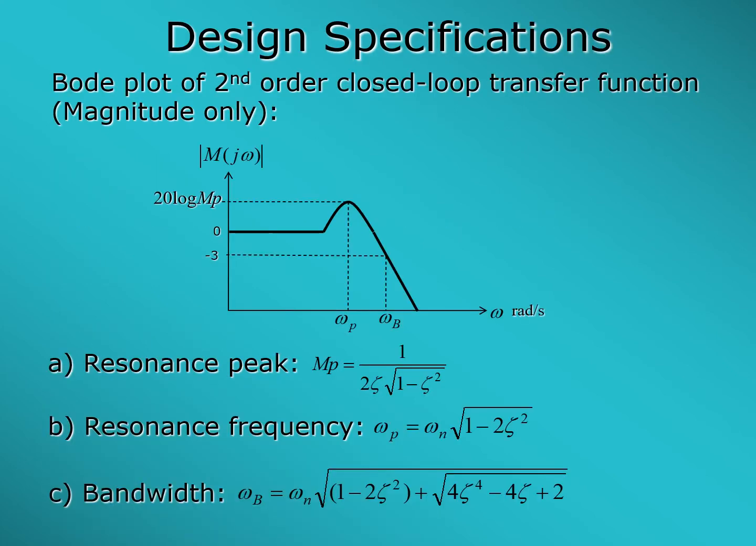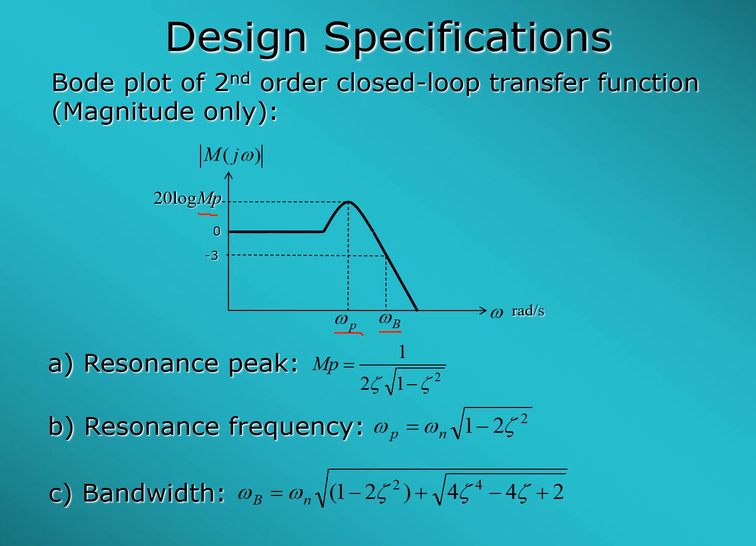Okay, next, before we design the phase-lead compensator, you need to know the design specifications first. This figure shows the Bode plot of the second order closed-loop transfer function, which is in the magnitude only. There are several parameters on this Bode plot. First, we have Mp, we have omega p and also omega B. Basically, there are four types of design specifications.